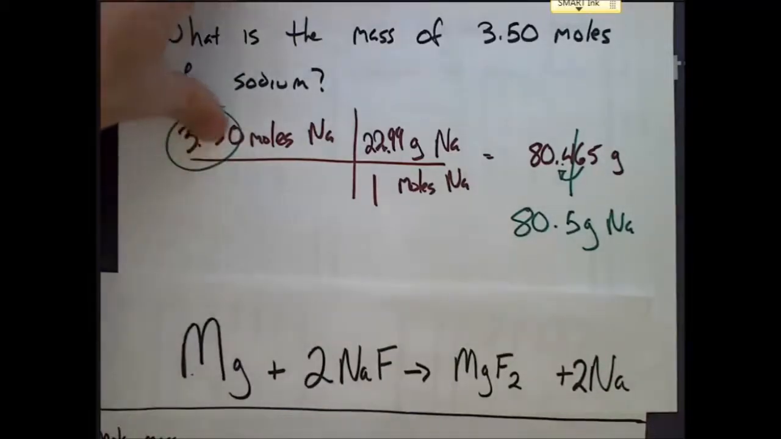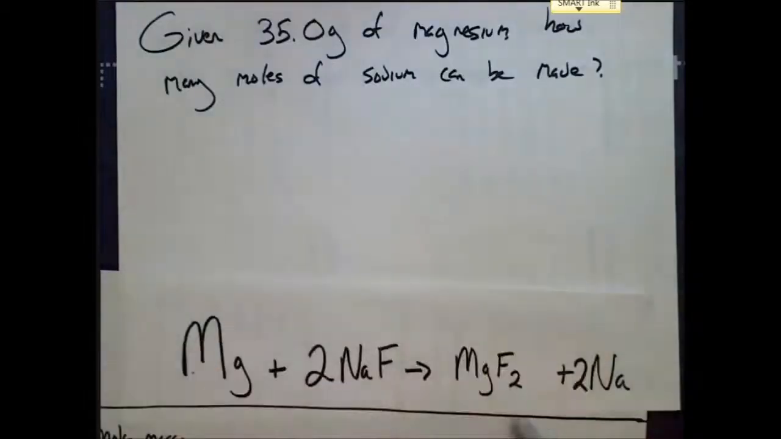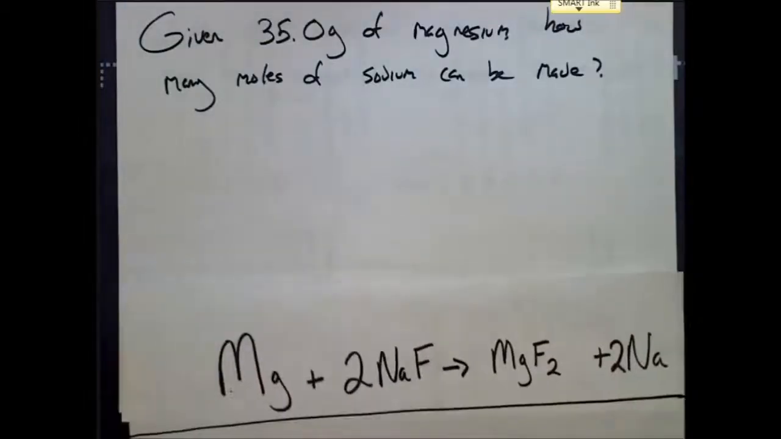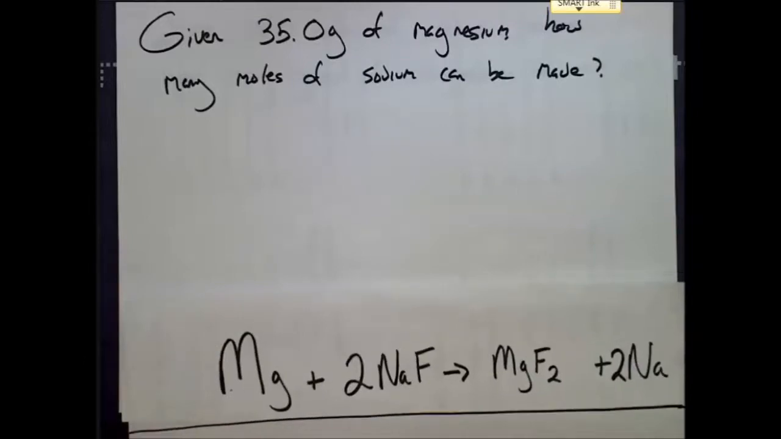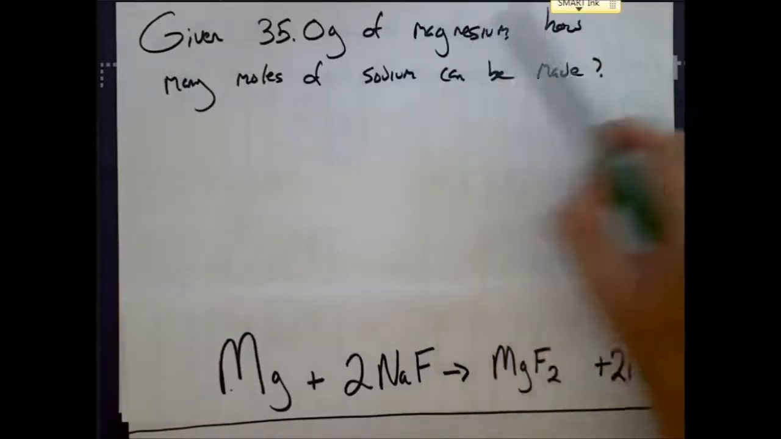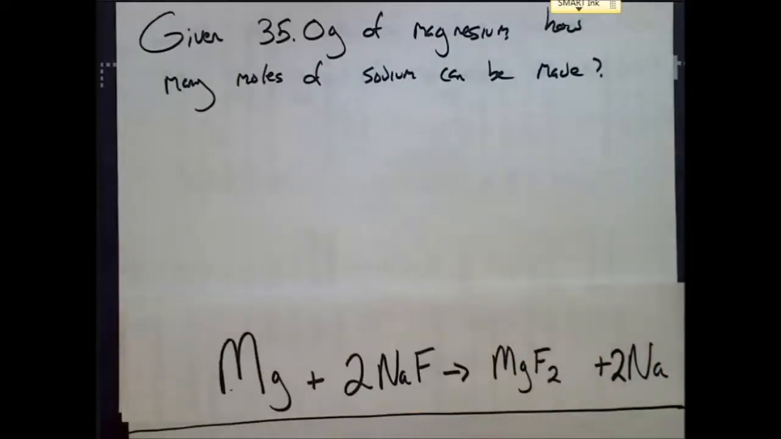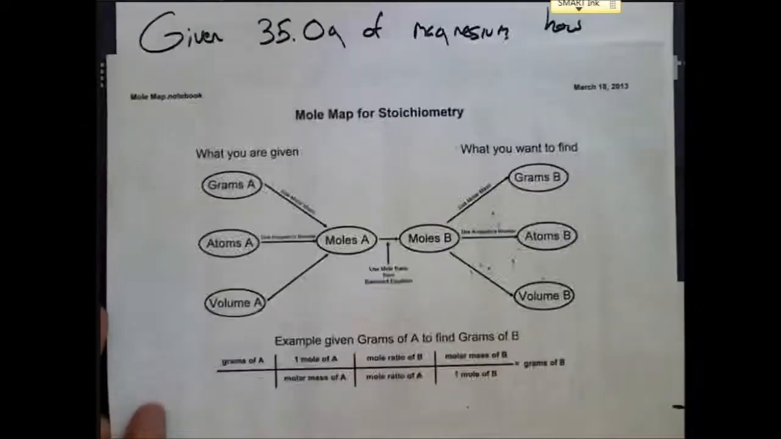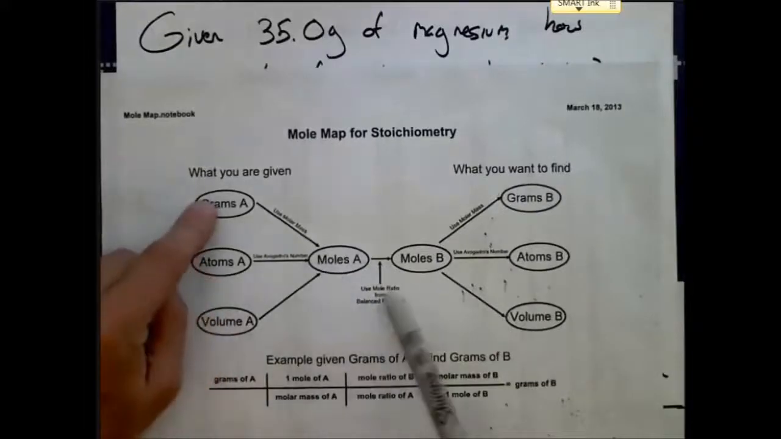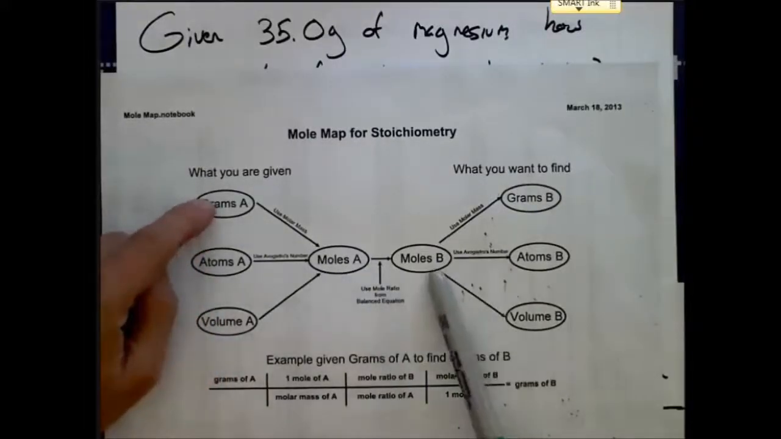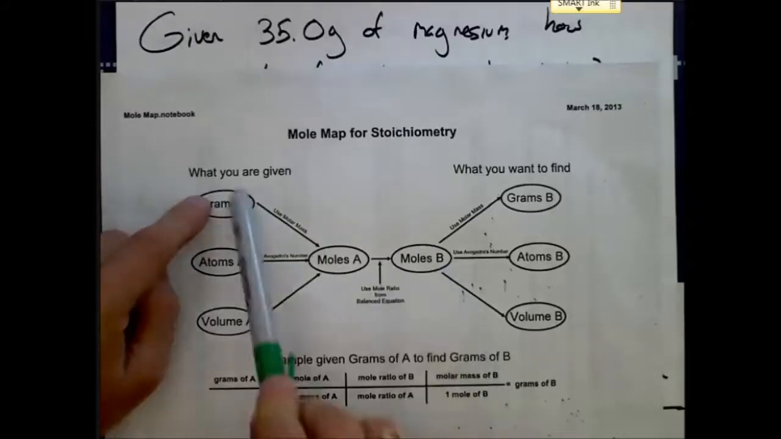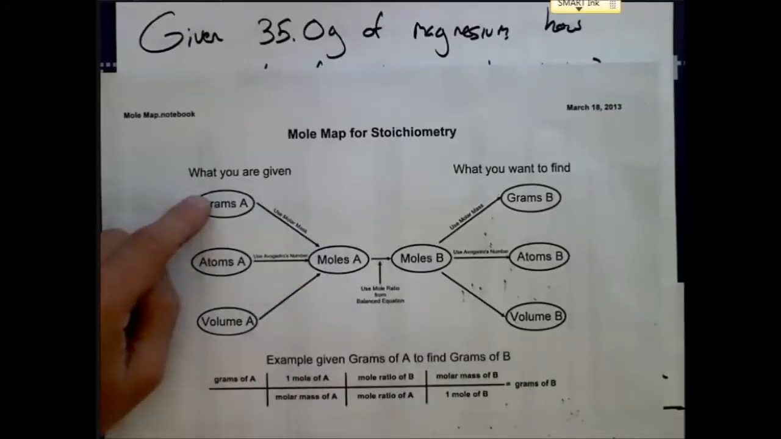Okay. So I know that just cut off into a separate video here, so hopefully we'll be able to put that back together. Let's see another question here. Given 35.0 grams of magnesium, how many moles of sodium can be made? Now here's an interesting question, because we're given grams of magnesium, and it asks for moles of sodium, a different compound. So we've actually got a two-step conversion.